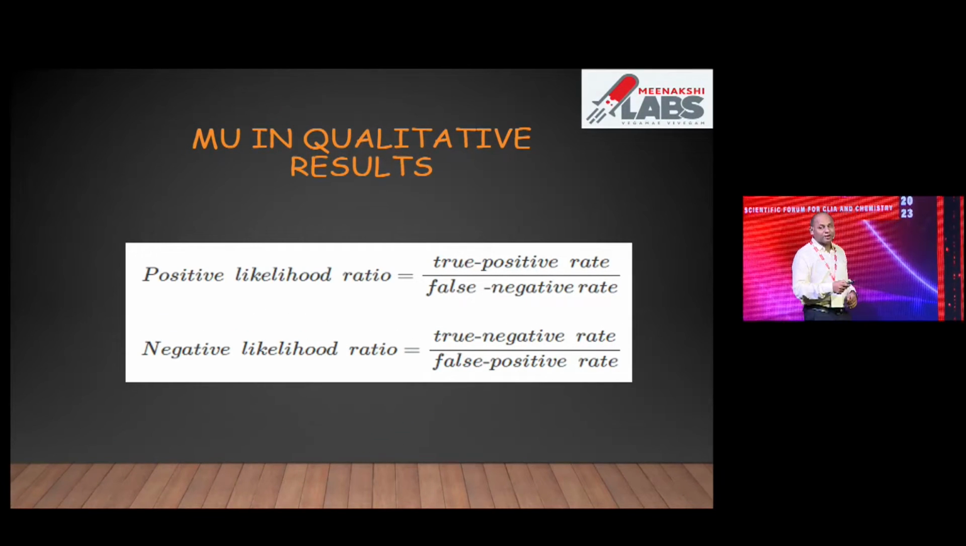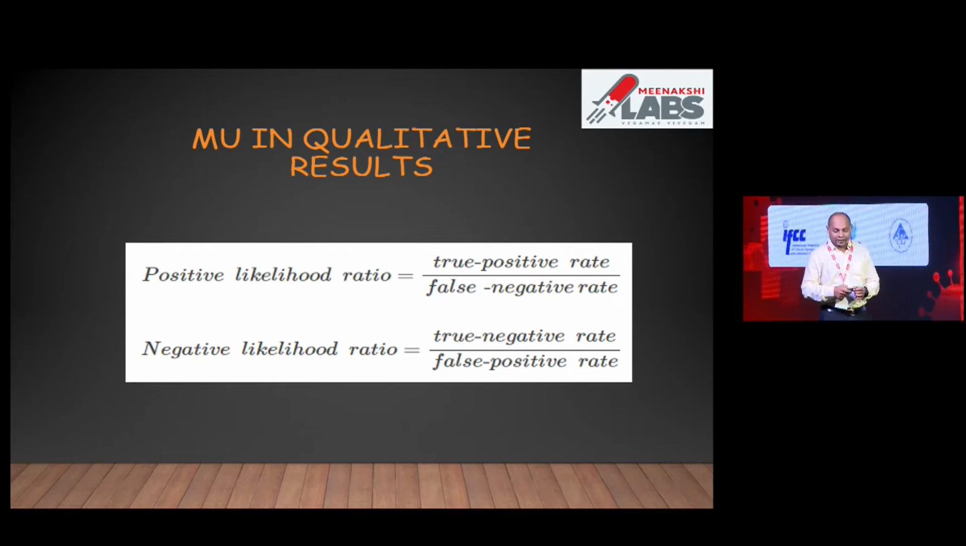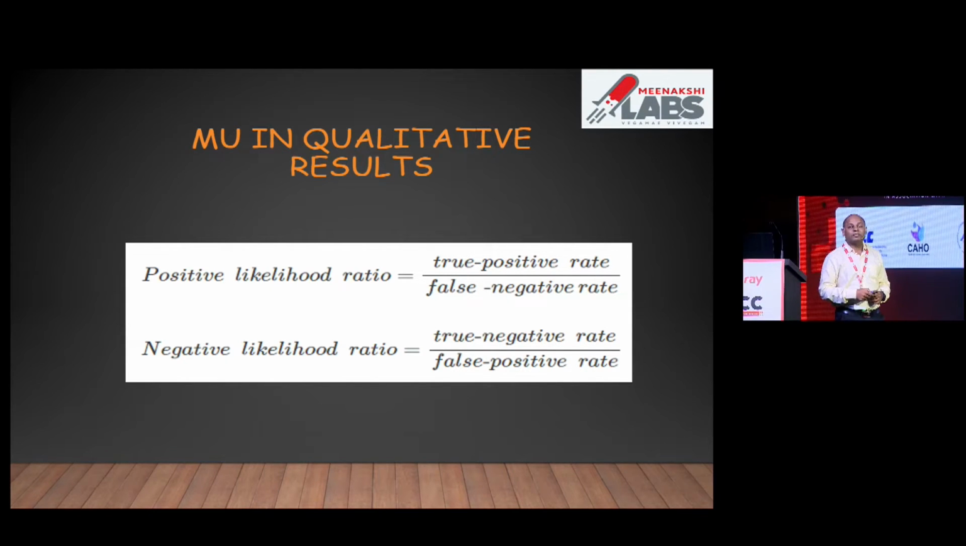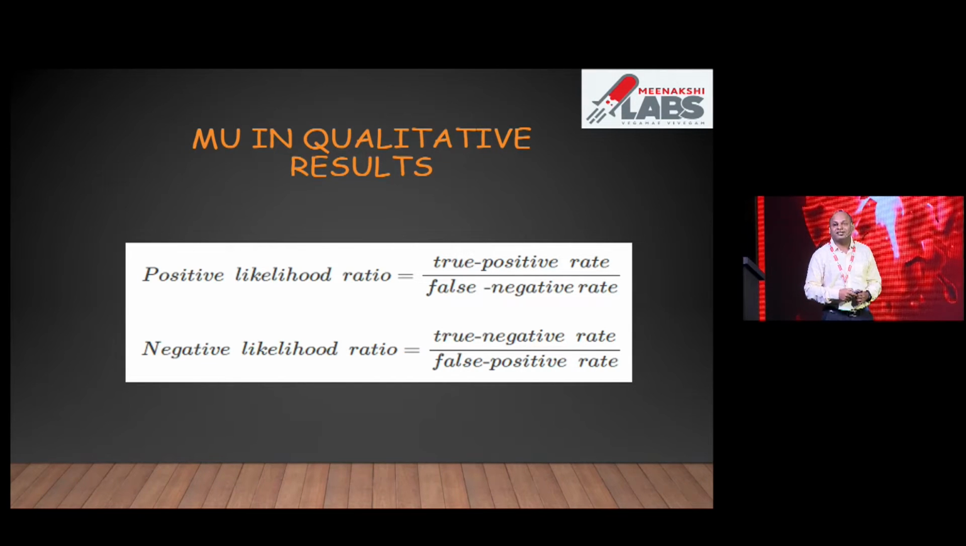So this is a very simple formula. Maybe you can note it down, because this formula is not given in all places, to calculate the likelihood ratios of the qualitative test, where you are generating the uncertainty without having an intermediate step for any measurement uncertainty.